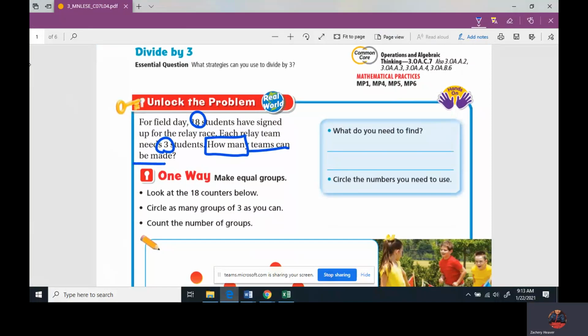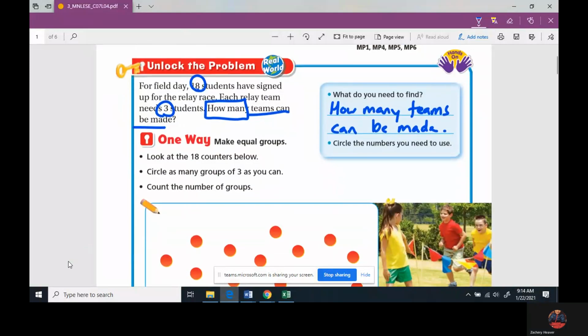So first off, what are we looking for, Peyton? We're looking for how many what? Not students. How many what? Look after how many. Yes. How many teams, write this down, can be made? That's the only thing we want to figure out. How many teams can be made?